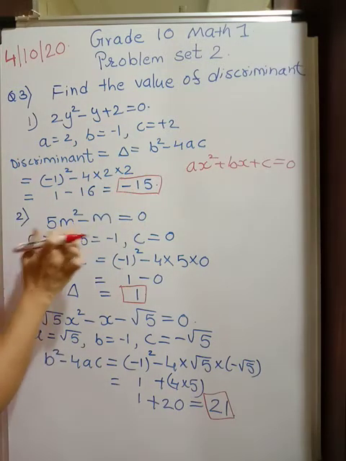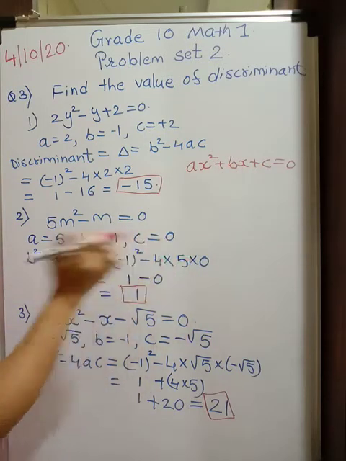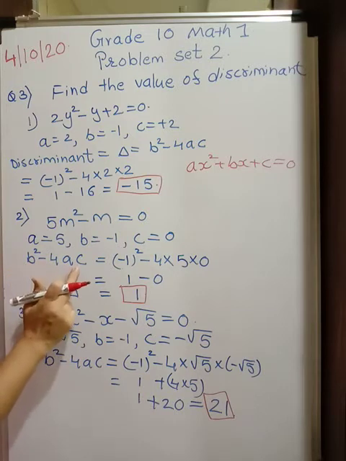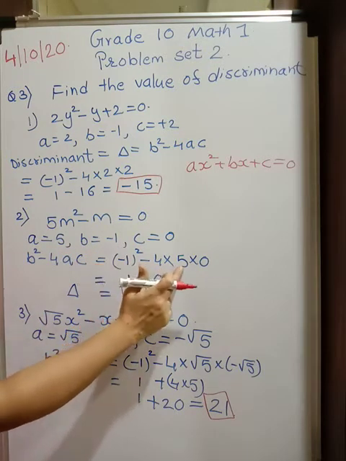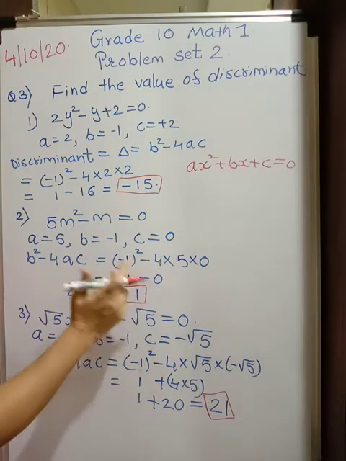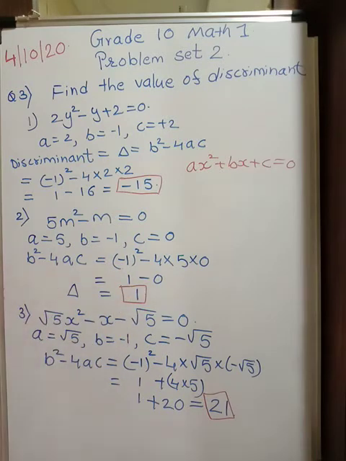Now look at here, there are only two terms. So the last term is missing. If c is missing, take c's value as equal to 0. Now you have b square minus 4ac as minus 1 the whole square minus 4 into 5 into 0. 0 into any number is always 0 and minus 1 square is plus 1. So 1 minus 0 becomes 1.